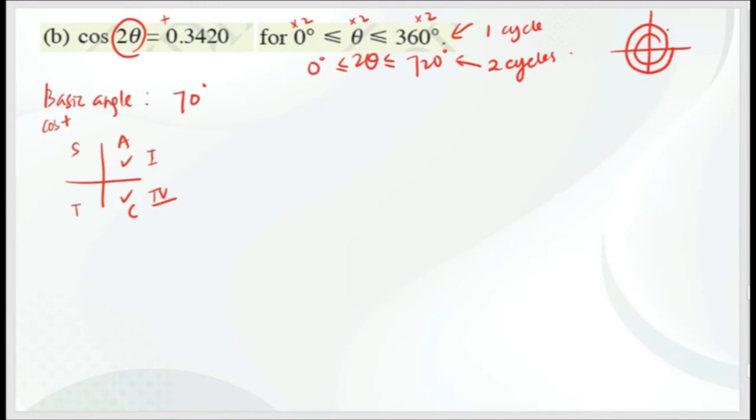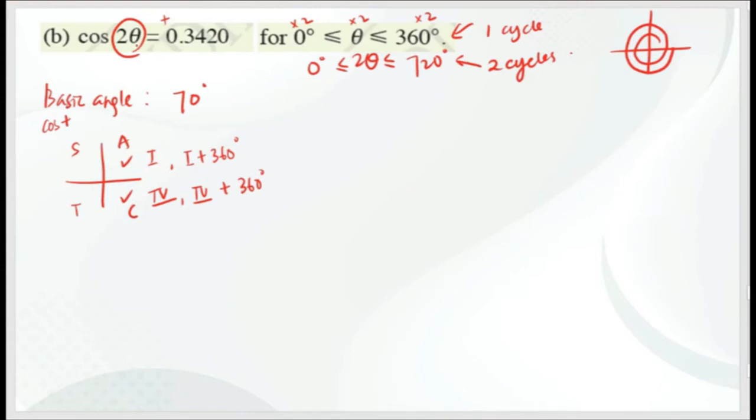And don't forget, it's 2 cycles, right? So another one is first quadrant plus 360. Another one is fourth quadrant plus 360. So you will have 1, 2, 3, 4 angles. Understand, right? You remember? Because it has two cycles, it's double: the first one plus 360, then the fourth one plus 360.